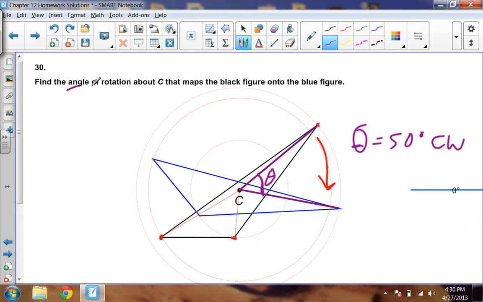Remember what the initial question was. Find the angle of rotation about C that maps the black figure onto the blue figure. So what maps this point onto this point? How many degrees did I rotate? 50 degrees clockwise. And I could do the same thing with all the other points. If I found out this angle from here to here, that's the same amount, also 50 degrees. And I should have been using different colors, but this point to that point is also 50 degrees clockwise.